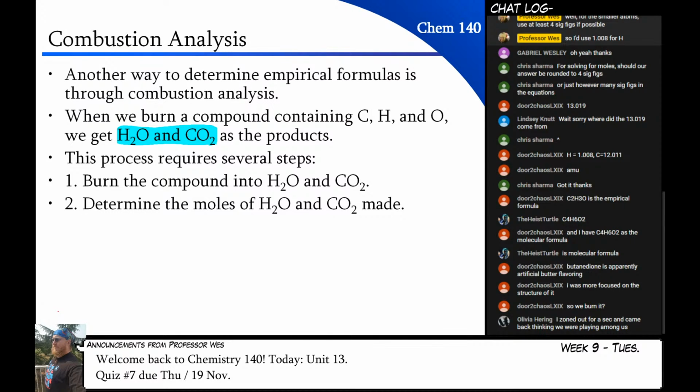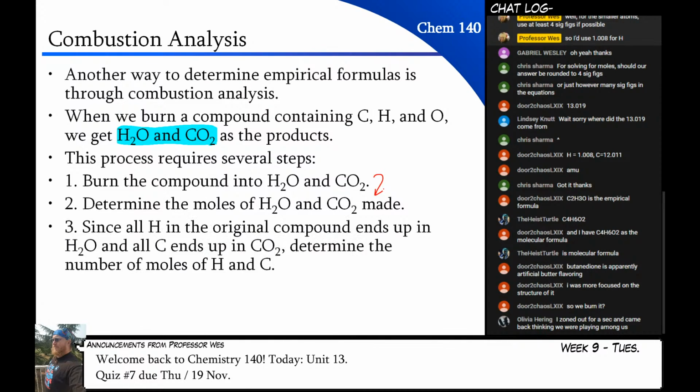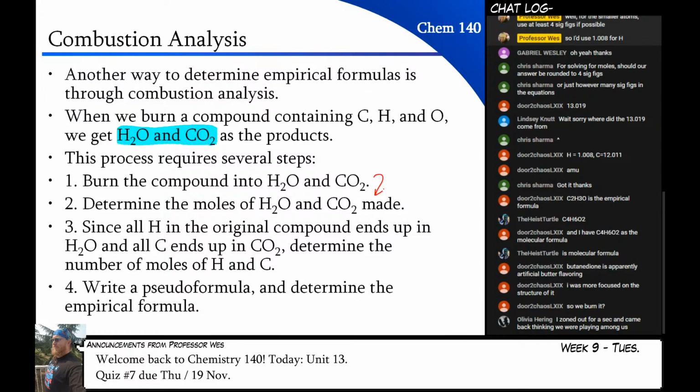Once you know the amounts of H2O and CO2 that have been made, turn it all into moles, just like before, and then use the mole-to-mole ratio to figure out the number of moles of hydrogen and carbon, and then you can make a pseudo formula out of it. So this process is similar to what you did on the previous problems. You just are starting in a different place. So let's do an example of this.